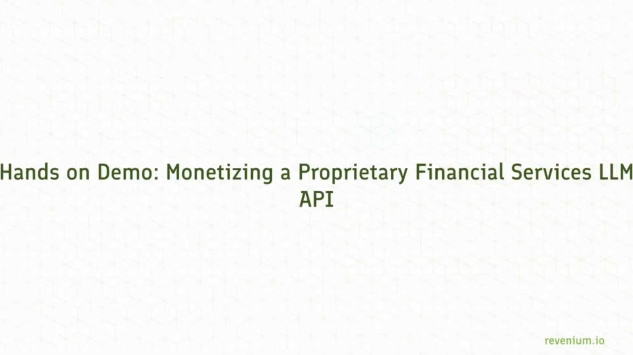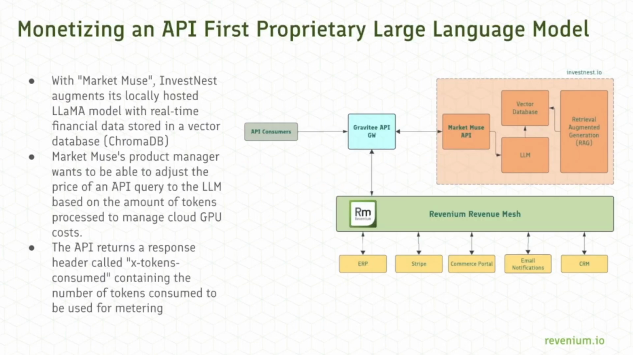Thanks, Jason. Now let's walk through a hands-on demo where we'll show how a proprietary financial services large language model can be productized and monetized as an API using Revenium and Gravitee. For this particular demonstration, we'll consider an imaginary fintech startup called InvestNest. InvestNest currently has a suite of different APIs that it offers for its consumers.